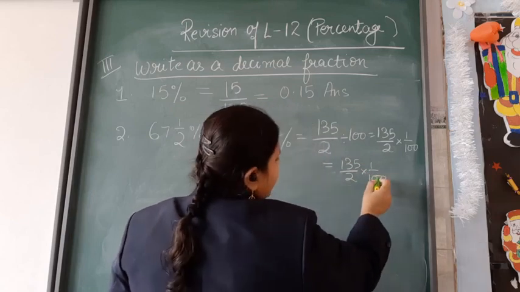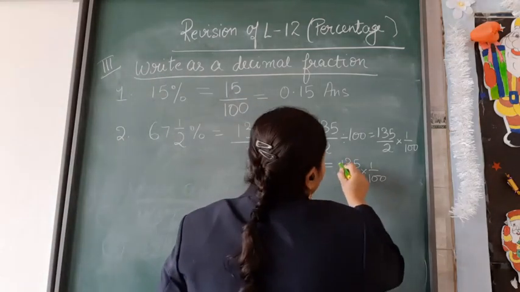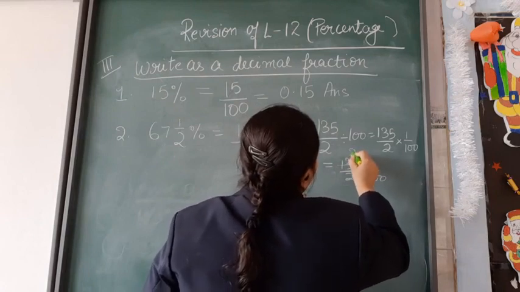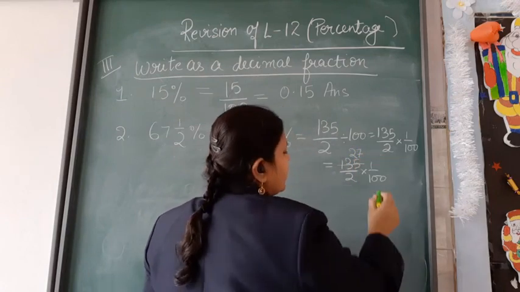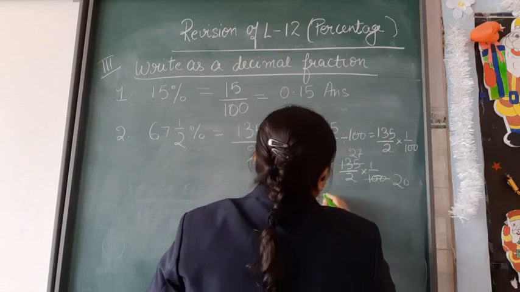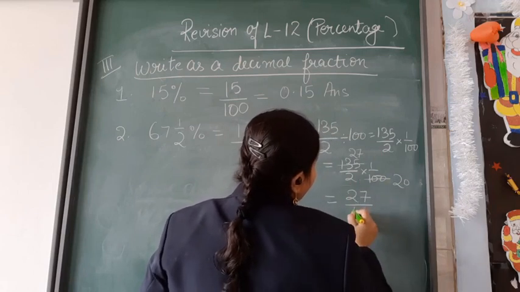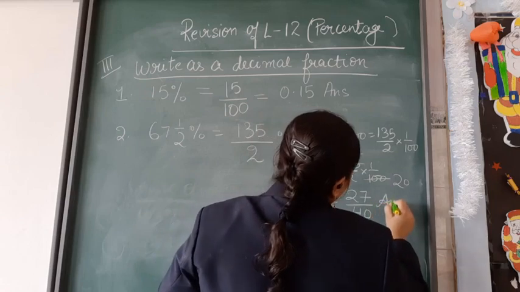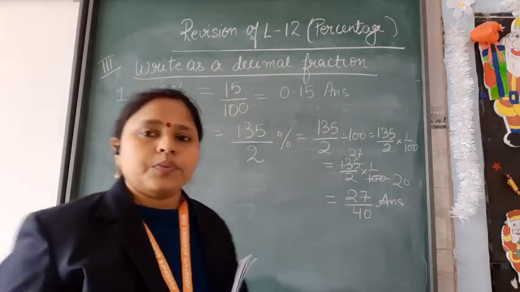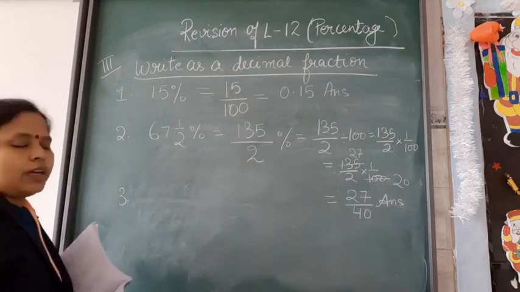So now let us divide 100 and 135 by common number 5. So when we divide 135 in the numerator by 5, what do we get? We get 27. And when we divide 100 in the denominator by common number 5, we get 20. So now the final answer is 27 upon 2 multiplied by 20 is 40. And this is our final answer. I hope this part is clear to all of you. So now let's move to the next part, that is the third part of question number 3.